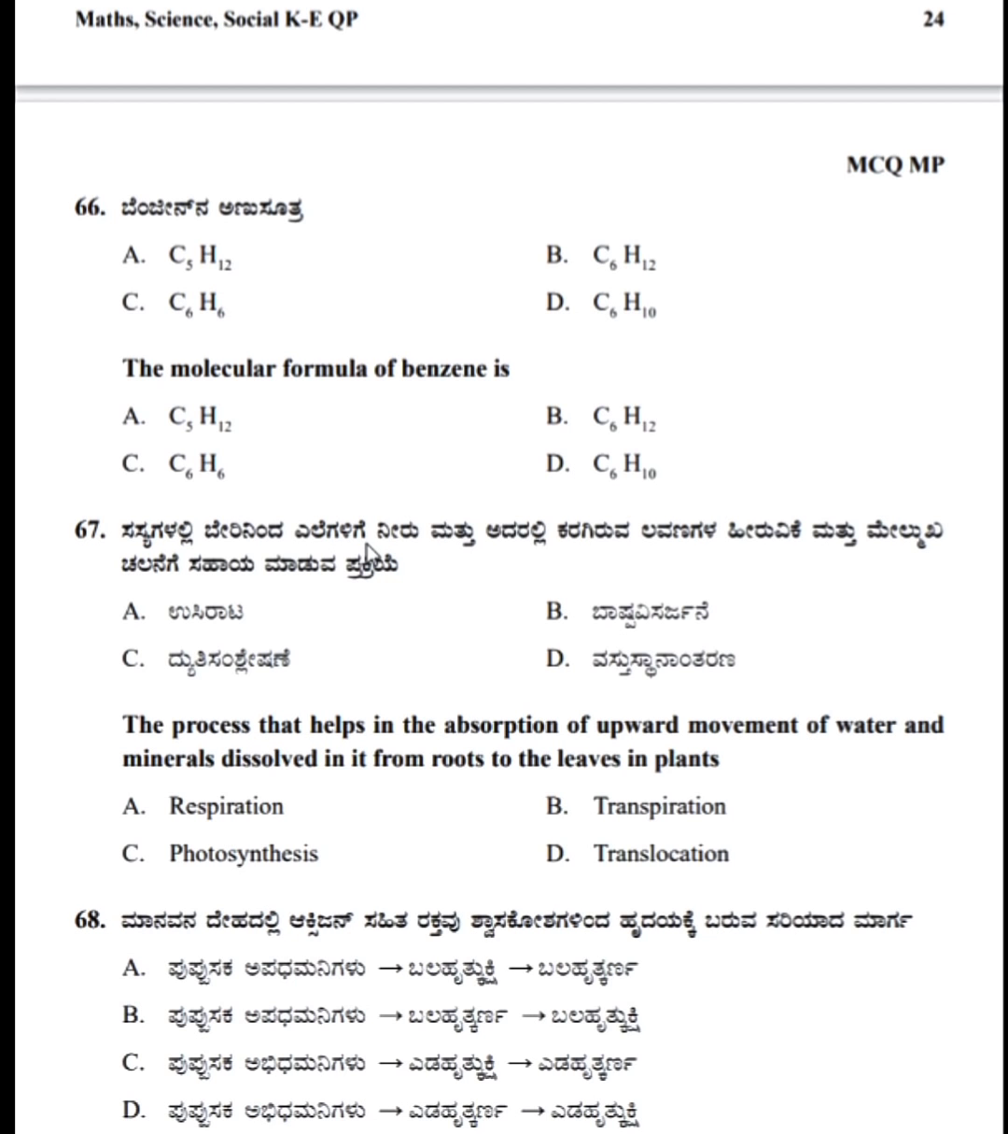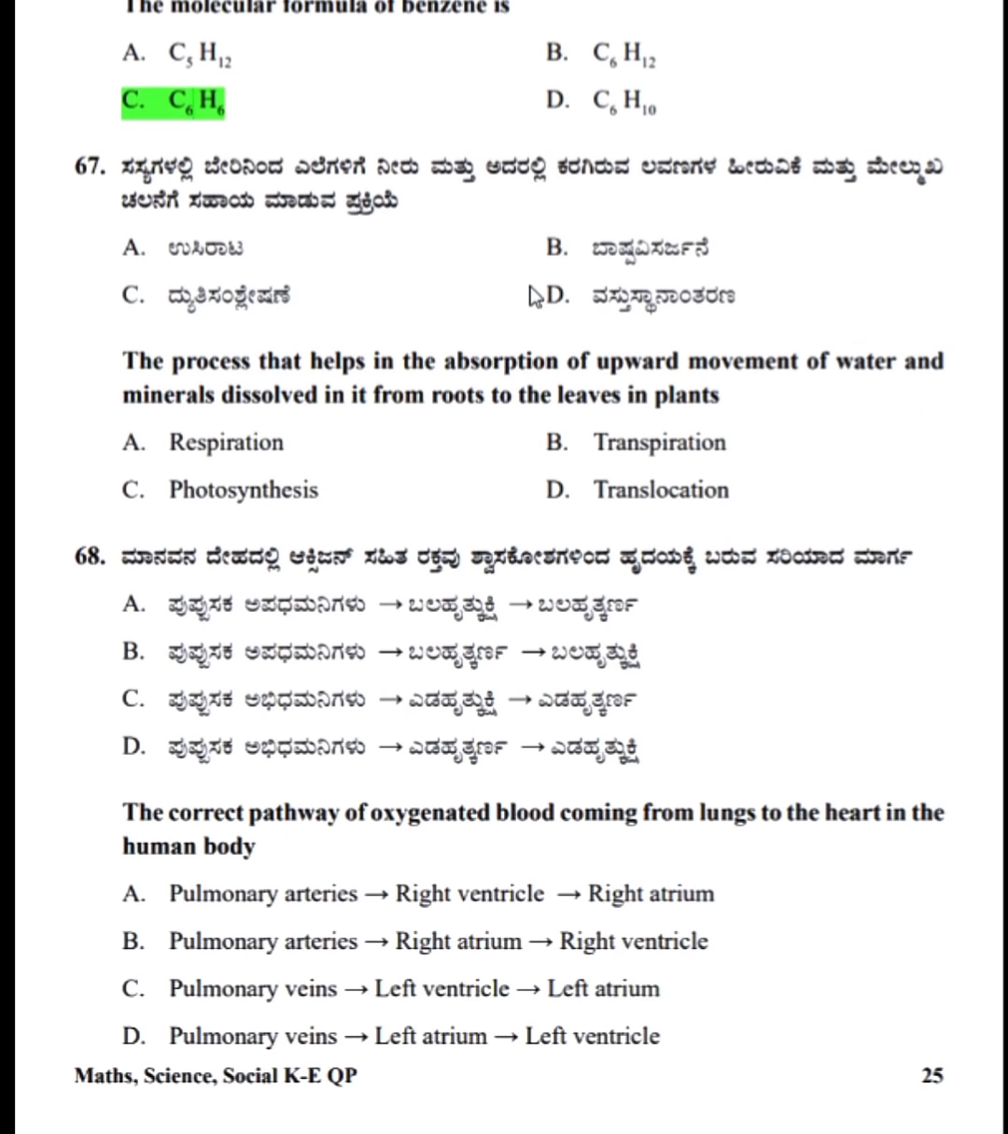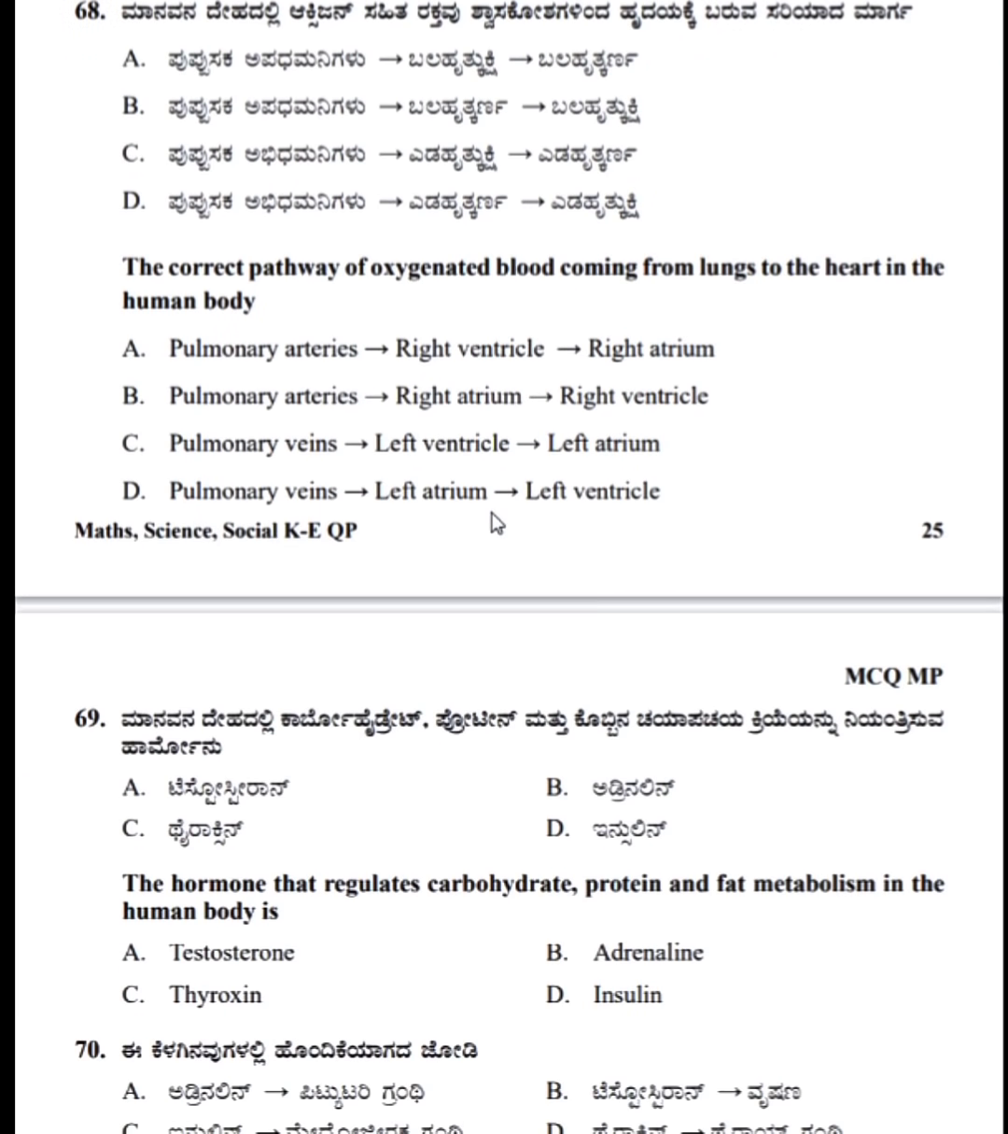Question number 66. The molecular formula of benzene is C6H6. Therefore, the correct answer is option C, C6H6. Question number 67. The process that helps in the upward movement of water and minerals dissolved in it from roots to the leaves in plants is transpiration. Transpiration helps in upward movement of water from roots.